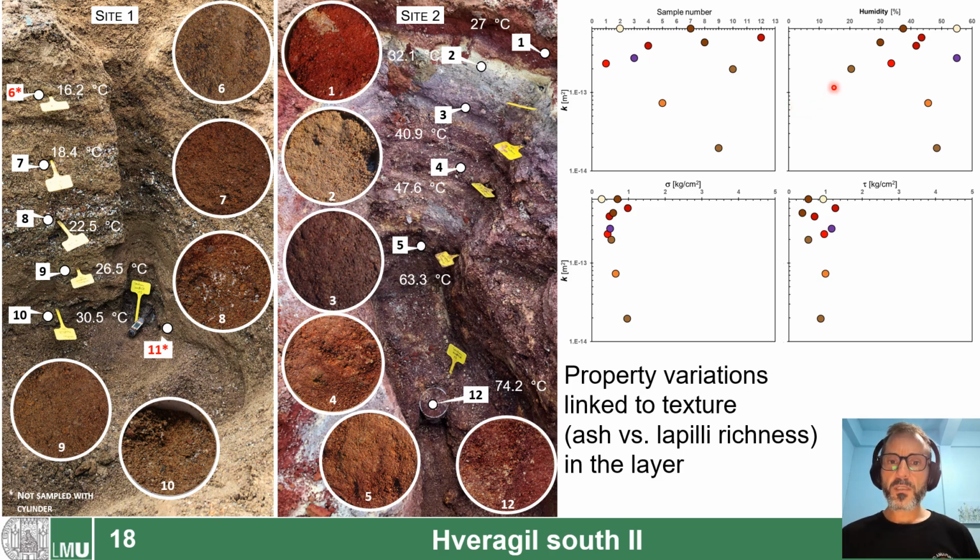Humidity of the soil at site 1 was relatively lower, while soil samples had strength values below 1.2 kg per square centimeter, indicating they were soft to very soft, with the colder profile sample having relatively higher strength values. Comparing this profile and Kveragil South 1 shows significant changes in the properties, which are mostly due to the alteration effect.